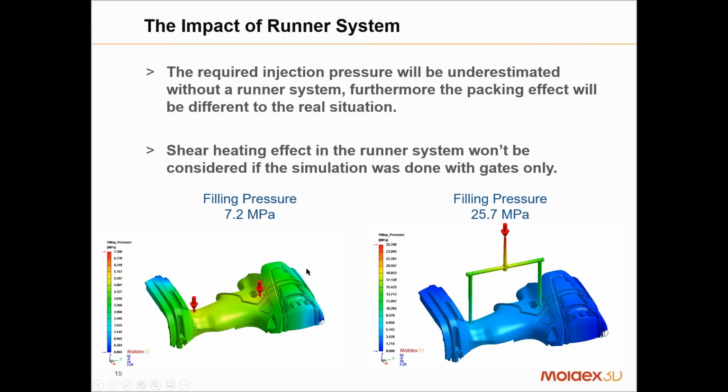So what you see here is what your pressure distribution is like in your parts. And you can see how, when you add the runner layout, obviously you have a bigger pressure drop in the runners, and you see what your overall pressure requirement is to fill that part. Now this will of course also lead to a better packing effect and a closer warp result to reality, even though you're running these simulations upfront.